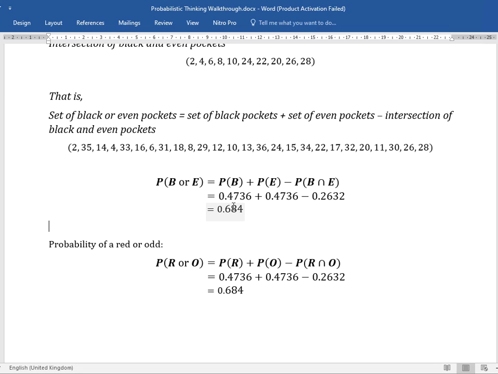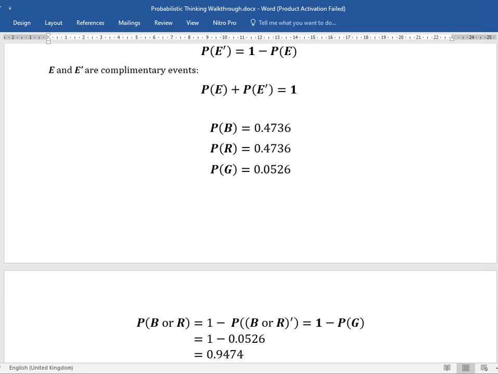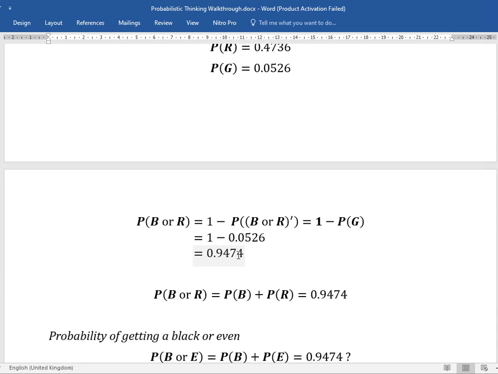And you know the funny thing, even if one favors you more, like the probability of a black or red, which is as high as 0.9474, as much as it favored you, you could still miss it. And how can you miss it?